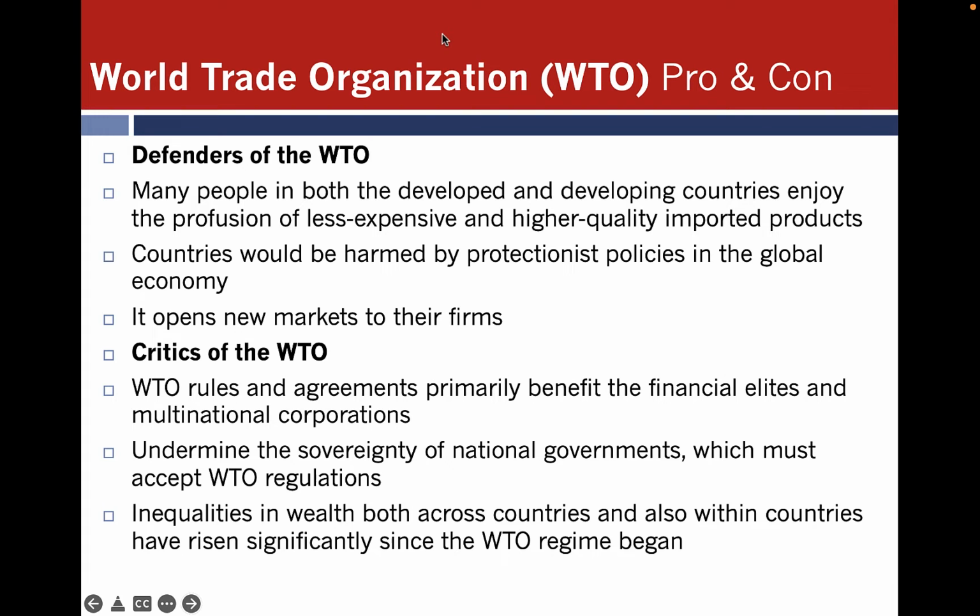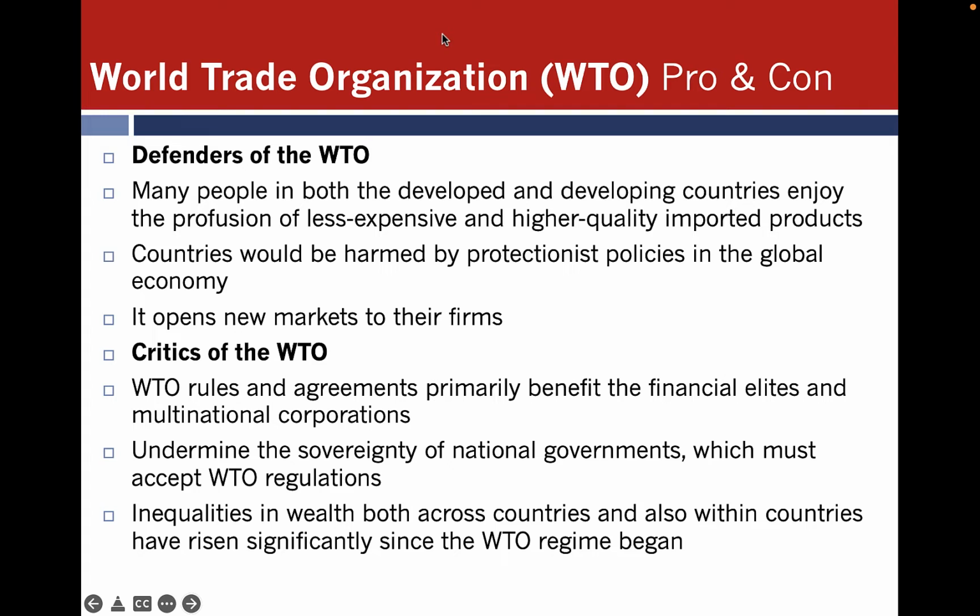Now, critics are going to say that the WTO primarily benefits the financial elites and multinational corporations like Sony. Disney is one. Greenpeace, just right off the top of my head, trying to think them out.